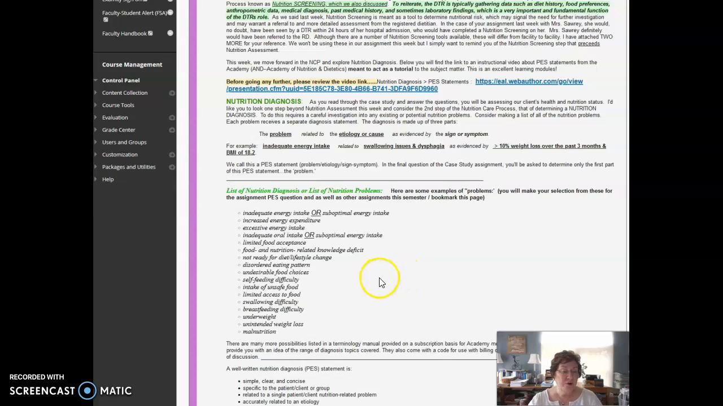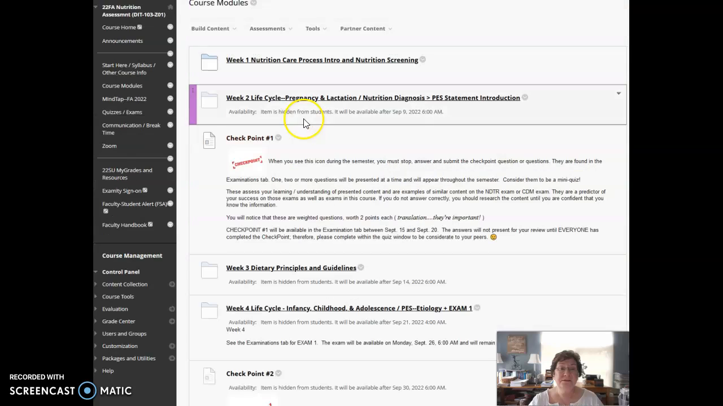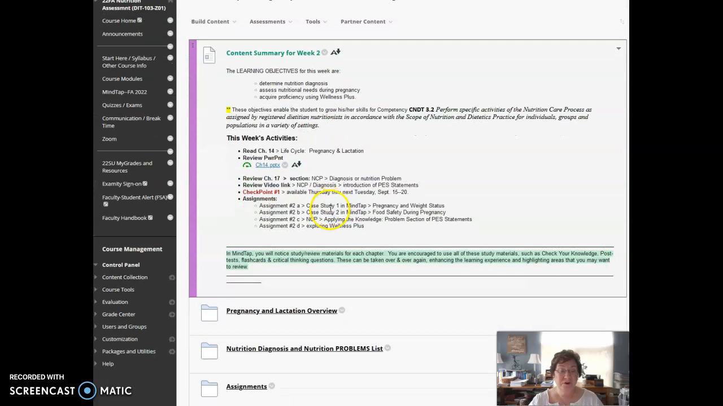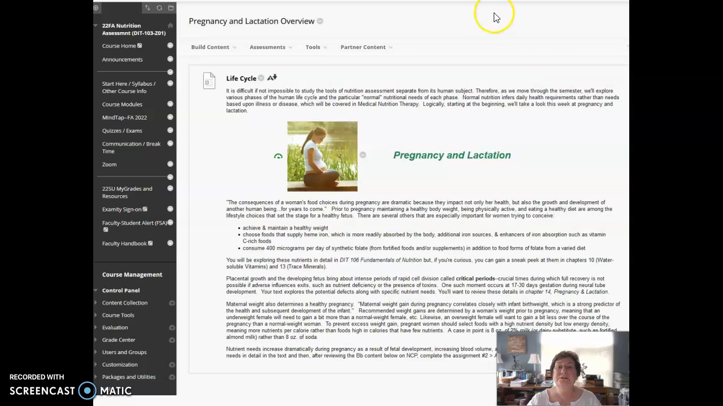There is a brief overview about pregnancy. Let me scroll back to that. Went a little too far here. All right. And each week you'll notice that there is just a little snippet of something from the chapters. And certainly this is not all-encompassing. You really must review the reading and the PowerPoint that reinforces those concepts. All right, so a little snippet there.